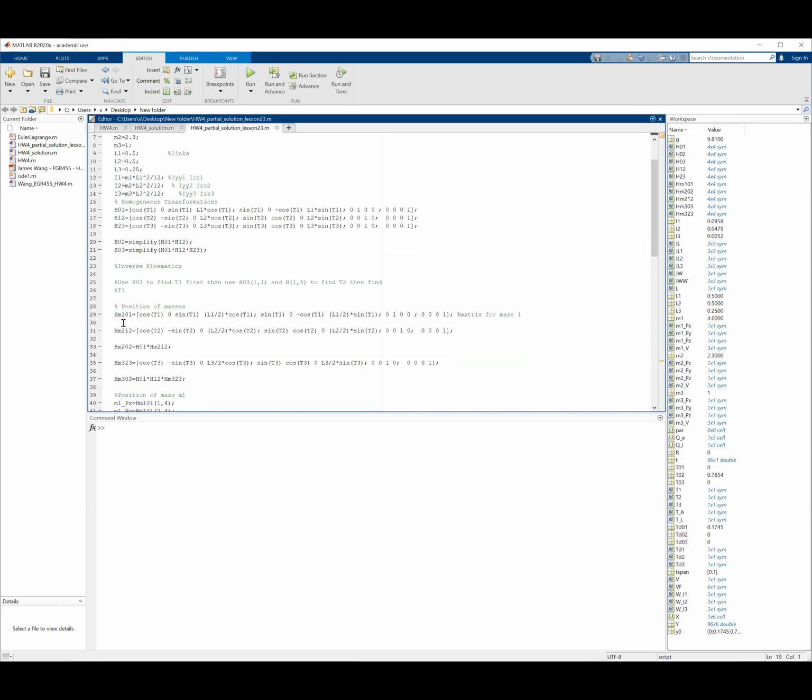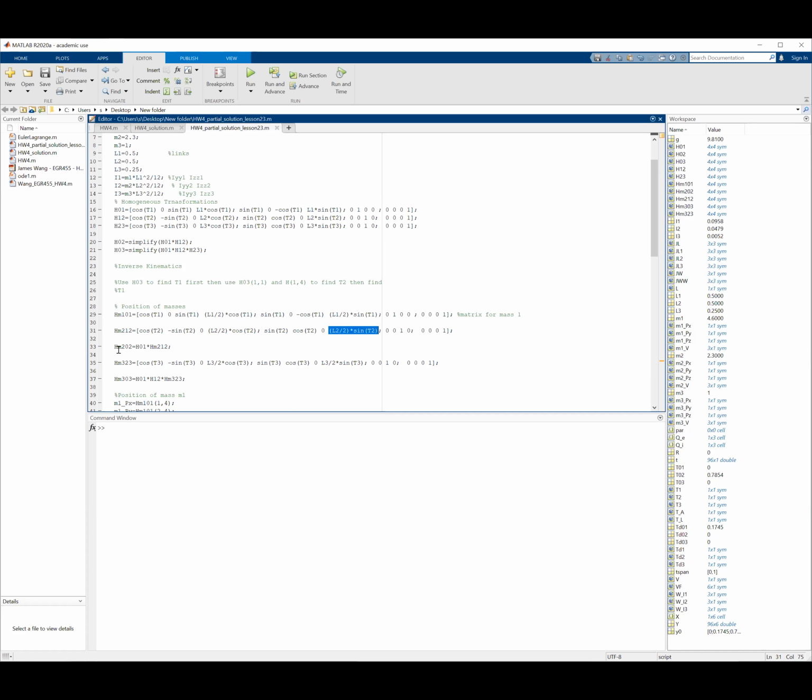In this particular problem, mass m1 is at the center of link 1. Mass m2 is at the center of link 2. Mass m3 is at the center of link 3. So please note that these lines are modified. This tells me that this is the position of the mass. Similarly, I made the changes in the second homogeneous transformation for mass 2.